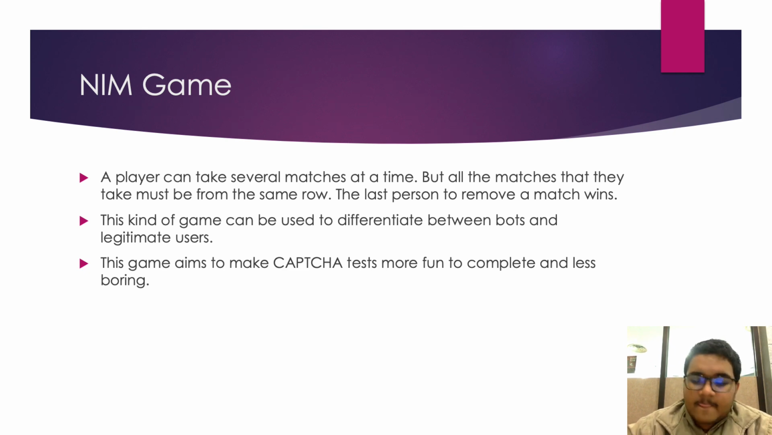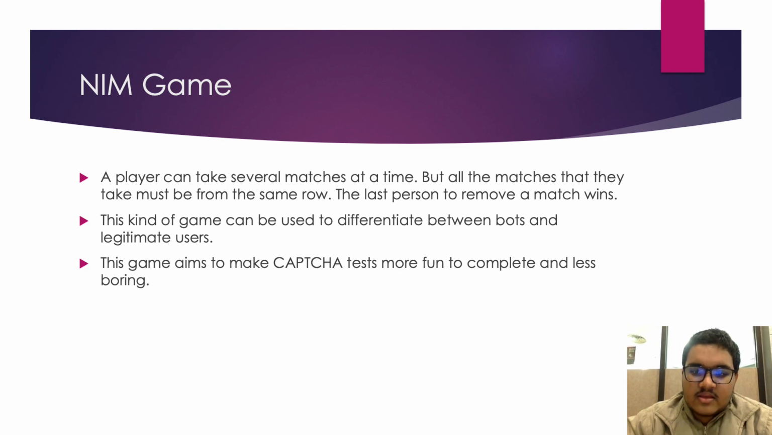In a NIM game, there are two players required. One of them can be the user and the other one can be an artificial intelligence bot, such that, based on the user's decisions, we can identify whether it's a bot or a real human. This is my progress so far.